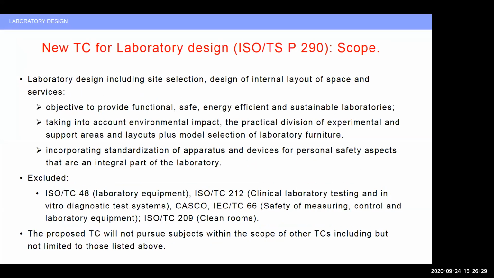So this new proposal has a new scope in order to clarify the link with other existing technical committees. This new scope reads as follows. Laboratory design, including site selection, design of internal layout of space and services. The objective is to provide functional, safe, energy efficient and sustainable laboratories, taking into account, of course, environmental impact, and the practical division of experimental and support areas and layout, plus model selection of laboratory furniture. The aim also was to integrate the standardization of apparatus and devices for personal safety aspects that are an integral part of the laboratory.